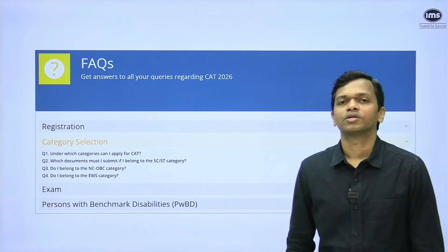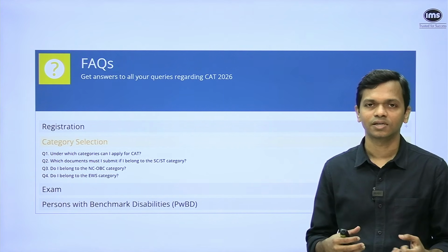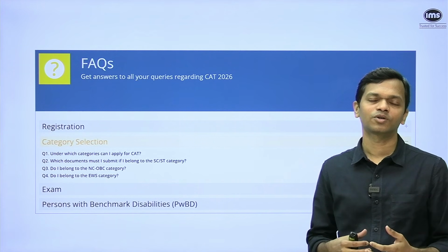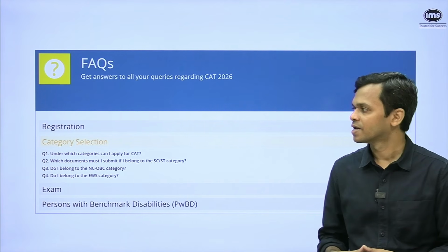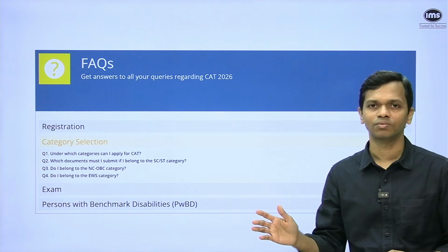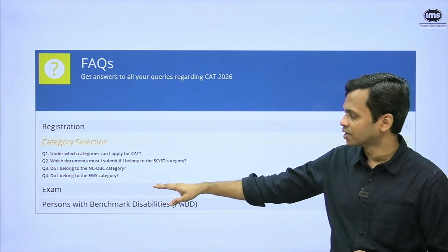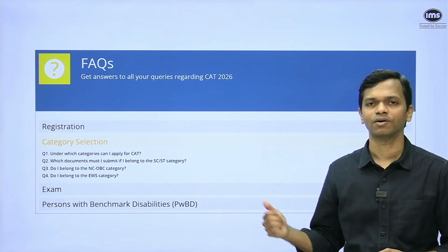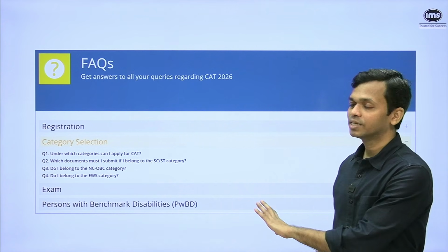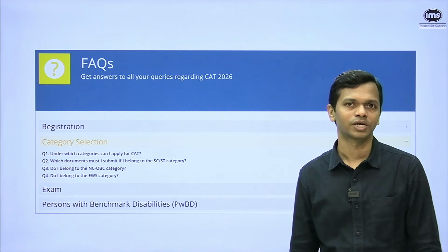And finally, very important is the FAQ page. Every year students have a lot of queries, and the best thing that you can do before you ask somebody else is to go through the FAQs and see if that question is already listed. You can just search for that question, and you will have the answer that you actually need, before you ask somebody else and then end up making a mistake in the process. Registration, category selection, exam, and PwBD, whatever queries you have, the answers are actually here. But if you still have any questions and you don't find the answer here, please let us know via the comment section. You can leave a comment and we'll try and get back as soon as we can.